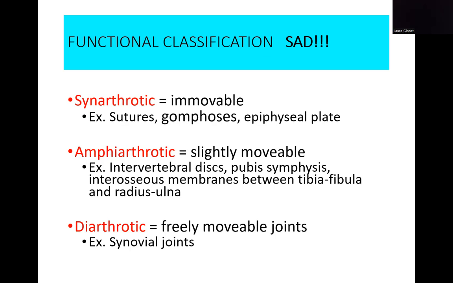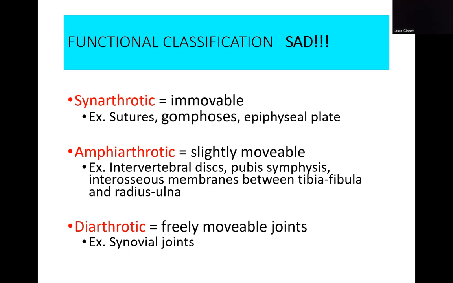If I pointed to a suture or gomphosis or epiphyseal plate, and said, what is the functional classification of this joint? You go, well, it has to be the S of SAD, and they all end in throtic, all right? So it would be synarthrotic because those are the least movable or immovable. Amphiarthrotic means slightly movable, right?